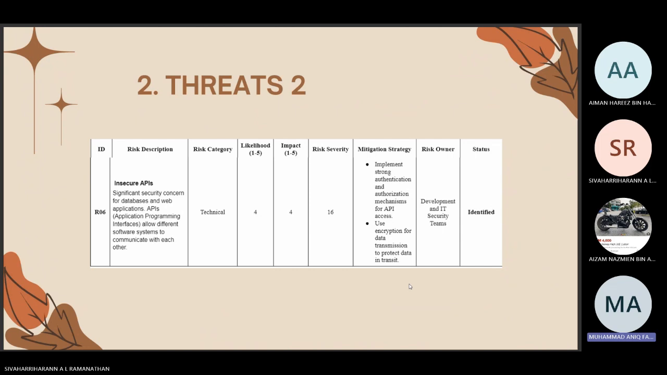Mitigation strategy involves implementing strong authentication and authorization mechanism for API access and use encryption for data transmission to protect data in transit. So the resources required include development and IT teams to manage the secure API. And the responsible party is the IT security team. So the timeline and status show that this risk is identified but does not yet have a specific end date. Next.